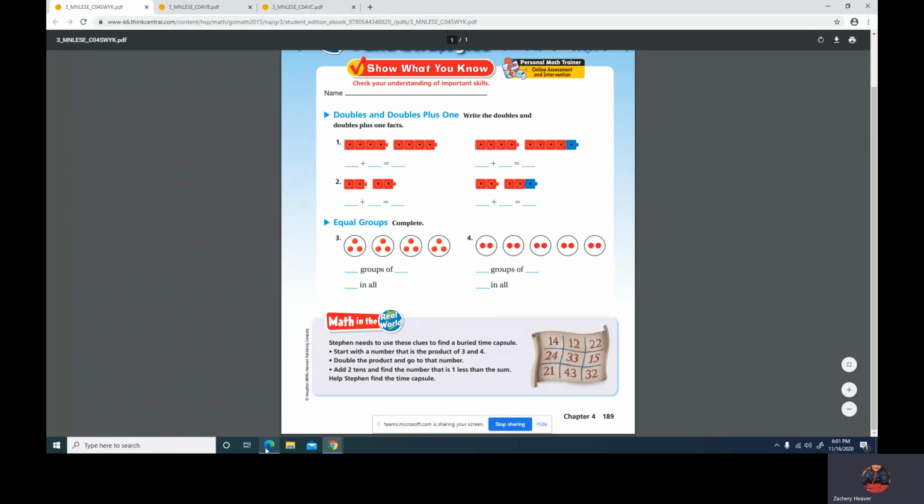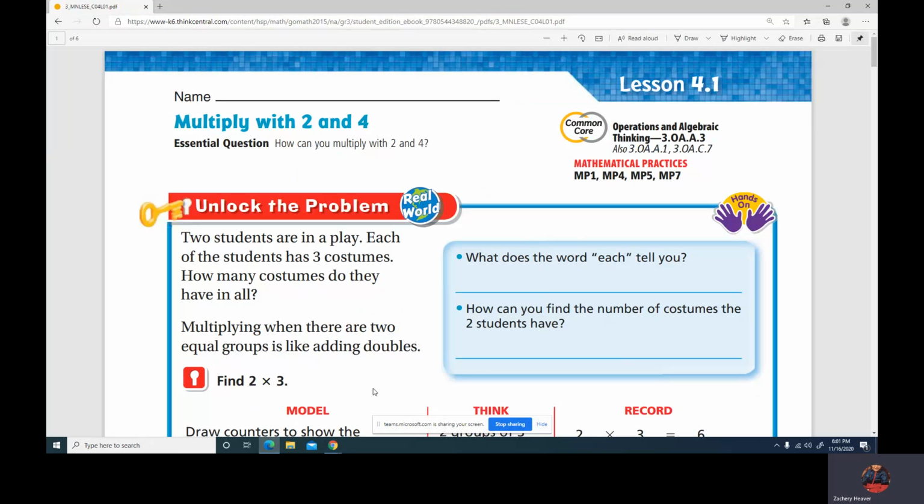And then when you continue, this will be the first page you see, which is 4.1. It's multiply with 2 and with 4. Okay, we've done 2 before. We've done skip counting with 2 all the way up to 10. So you guys should be fluent in that. And that's something you guys have done throughout your whole life.